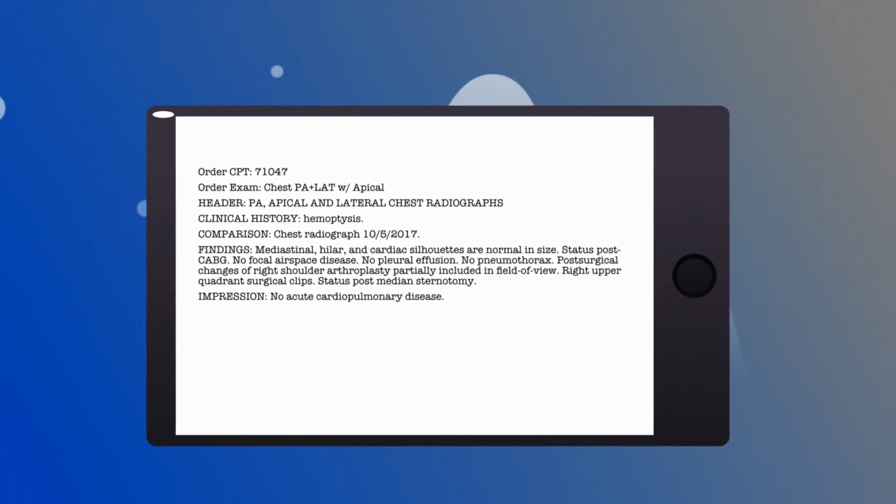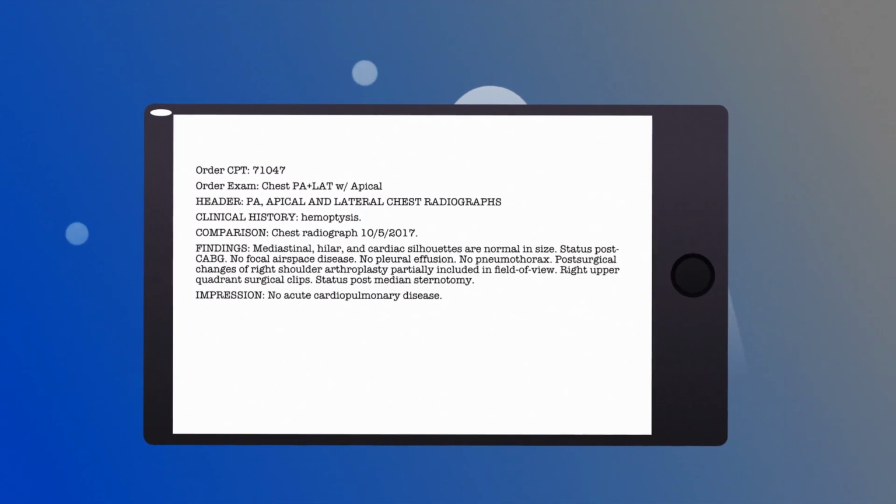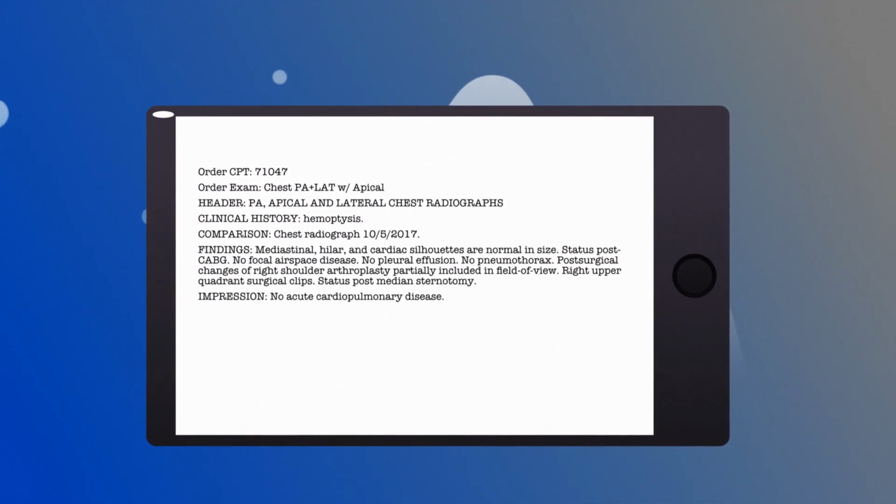This study includes 3 views: PA, lateral, and an additional apical view. Because the exam extends beyond the standard 2 views, the correct CPT code is 71047, radiologic examination, chest, 3 views. This code should be used anytime 3 distinct radiographic projections are taken, including specialty views like lordotic or apical, to evaluate for pathology higher in the lung fields.